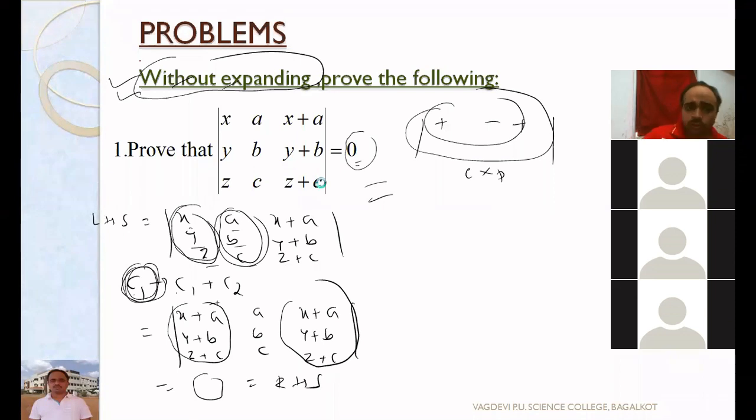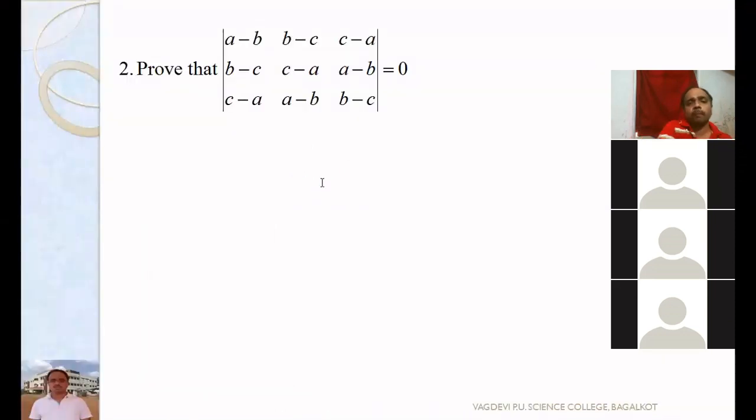Okay, we'll go to the next question. Problem number 2. This is also without expanding. We have already written the main question. Prove that the determinant with first row A minus B, B minus C, C minus A, second row B minus C, C minus A, A minus B, third row C minus A, A minus B, B minus C.